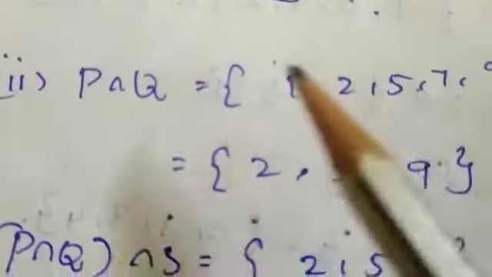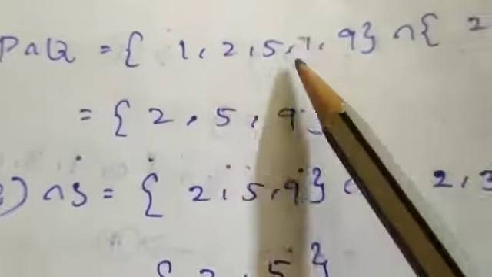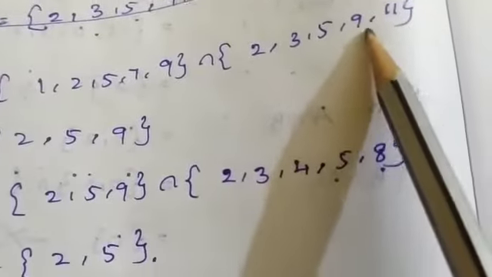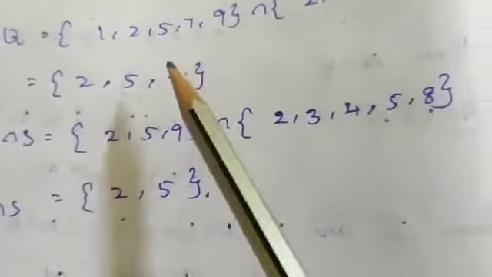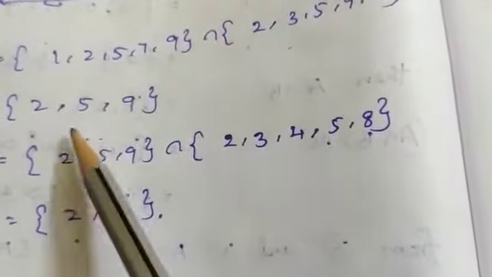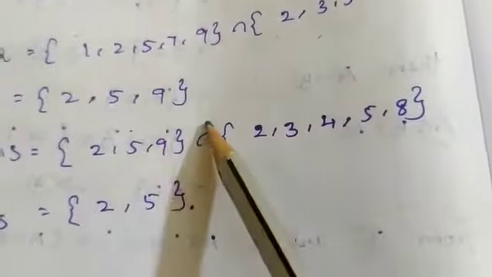So second part, P intersection Q equal to, so P values are here, symbol intersection, and Q's values are here. So intersection means common values. 2 is here, 5 common value, and 9 common value.